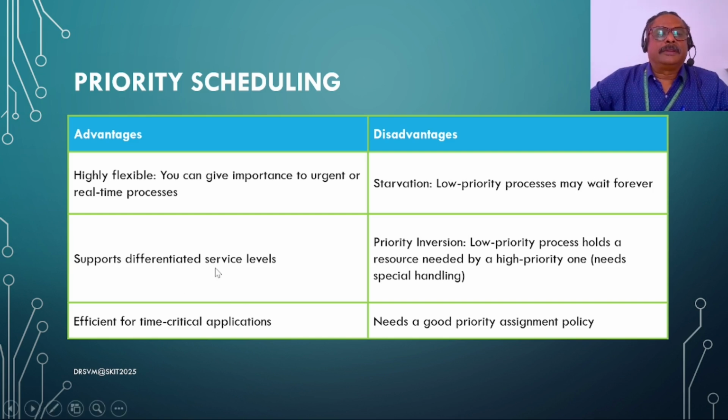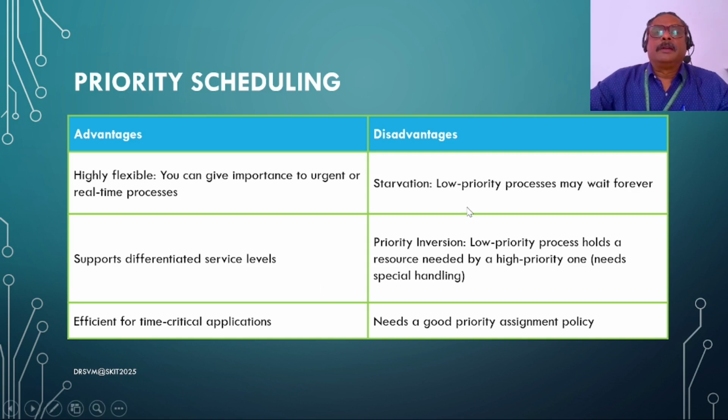And it supports differentiated service levels, so you can think of different levels of services, and each service can be given a different priority depending on how important that service is. Like kernel level services, user level services, kernel level services will have definitely higher priority compared to the user level services. Therefore, whenever kernel level services are required, then all user level services have to wait for their turn. And definitely it is efficient for time critical applications. So whichever application is time critical, then we should be given high priority so that it works in time.